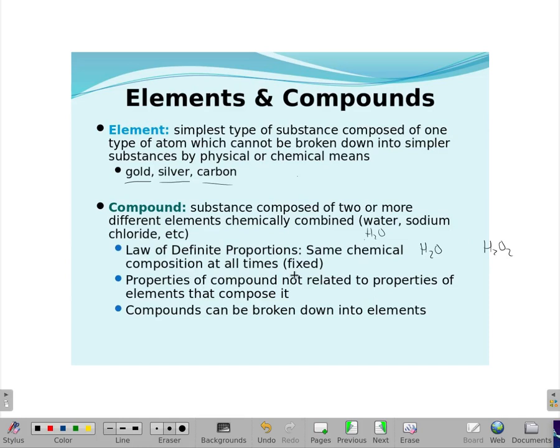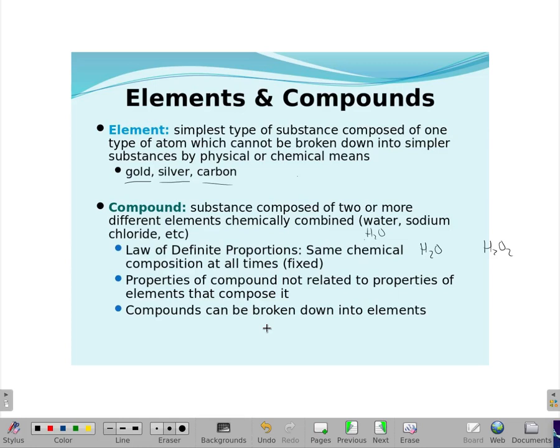Properties of compounds are never related to the properties of the elements. They might be similar, but they are not the same. We're going to see that some more on the next slide. And compounds can't be broken down into elements through physical means. We actually can do that through chemical reactions, but not through physical means.